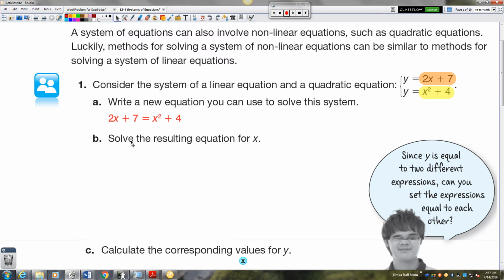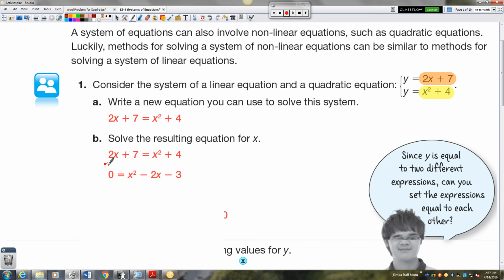Now, solve it can mean factoring, can mean quadratic formula, can mean completing the square. It really depends on your preference and what kind of quadratic you end up with. Not everything factors, and some of you don't like factoring. The textbook is going to show factoring. So they're going to start with 2x plus 7 equals x squared plus 4. They don't show this part, so I'm going to write it in.